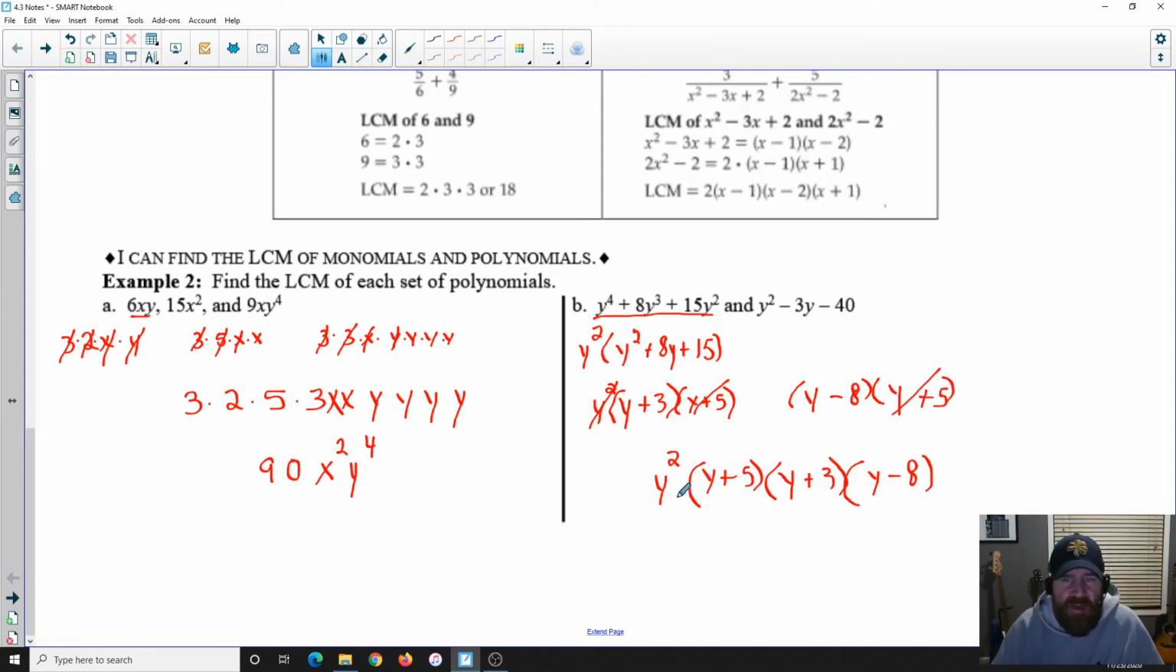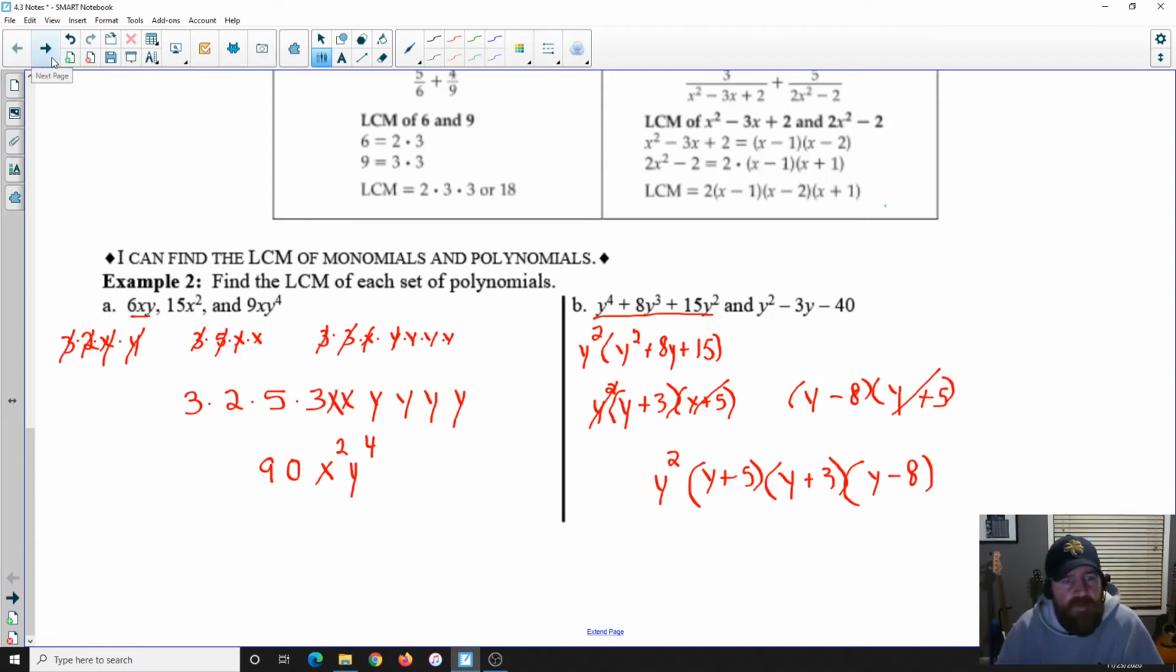So this would be the least common multiple of these two polynomials. Now we could multiply this all together. You guys can go ahead and do that. I'm just going to leave it like this for right now. Okay. So if it wants it in simplest form later, we'll just multiply that. I know you guys know how to do that.